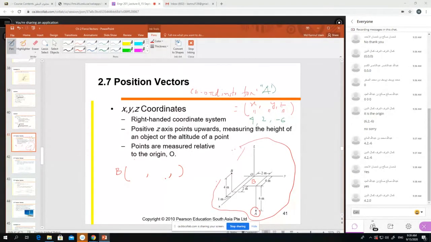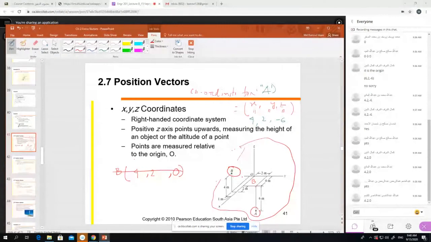X equal to 4, here is the point, x equal to 4, y equal to 2, z equal to 0, right? Yes, okay, fine, correct. This is also correct. So just as a practice, 4, 0, 2, this is also correct. Another point here, B is here. Tell me this point's coordinate.